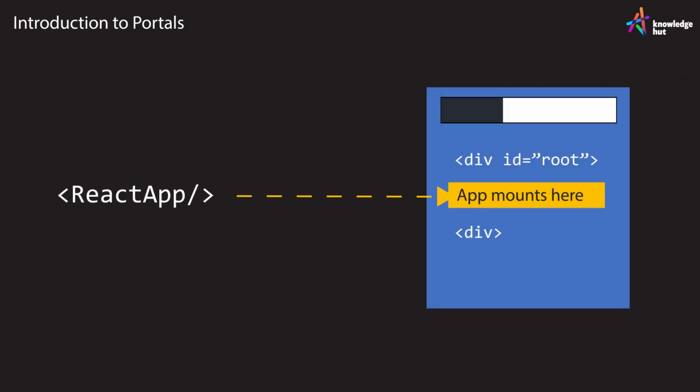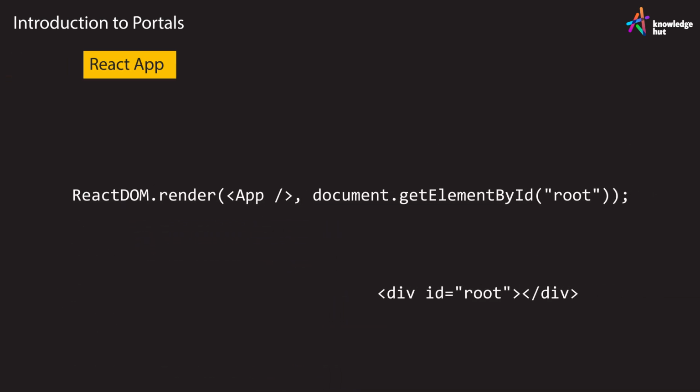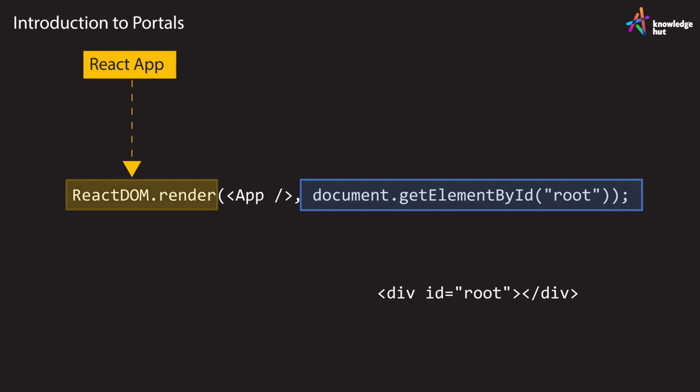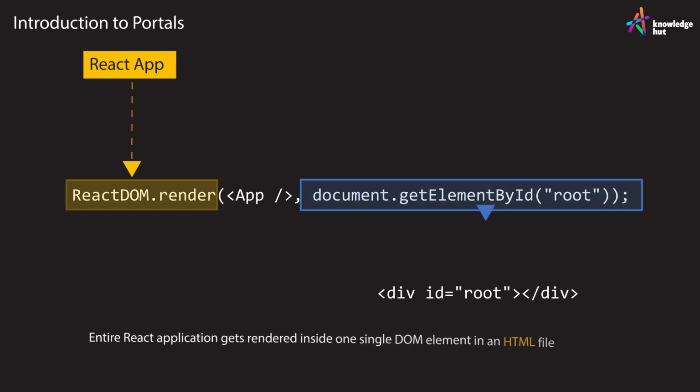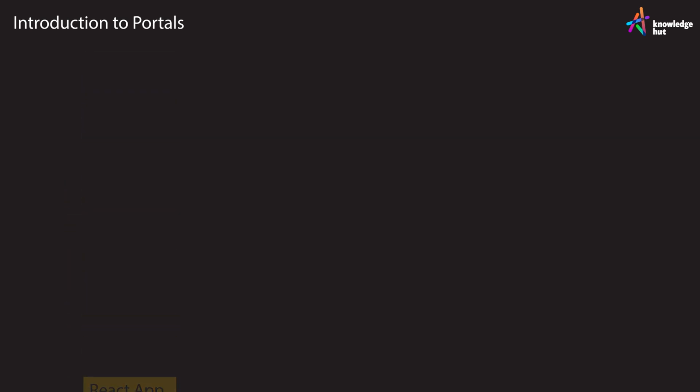React apps are mounted to a DOM node. You can see this usually in the index.js file at the root of a React application, where we use the ReactDOM.render function to mount our App component to a DOM node. This means that your entire React application gets rendered inside one single DOM element in an HTML file.